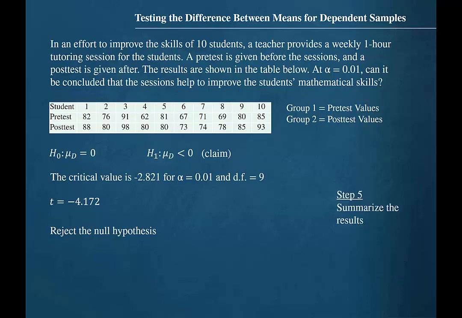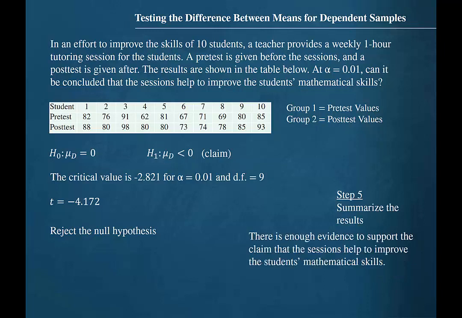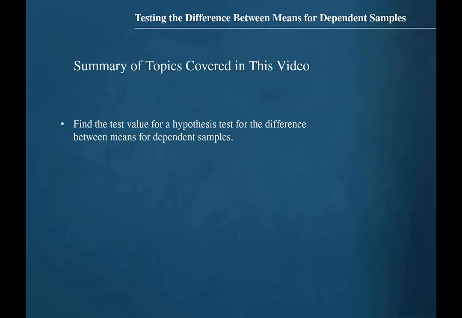Step 5 is to summarize the results. Since we are going to reject the null hypothesis, our conclusion should be, at a 0.01 level of significance, there is enough evidence to support the claim that the sessions help to improve the students' mathematical skills. In this video, we learned how to find the test value for a hypothesis test about the difference between means for dependent samples.